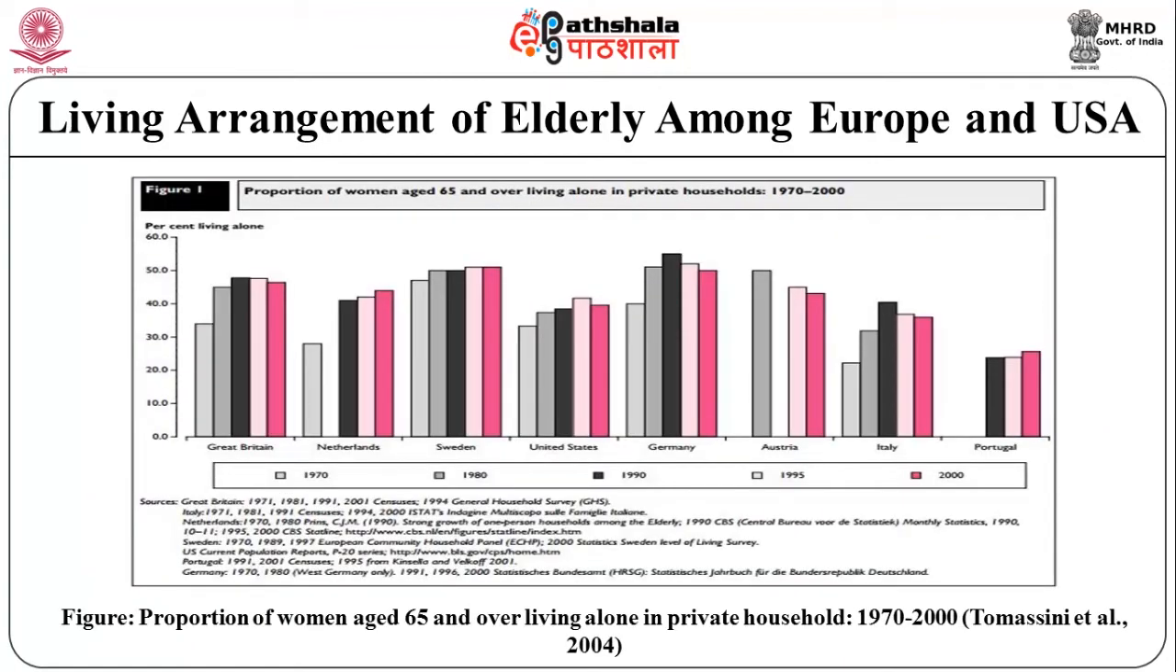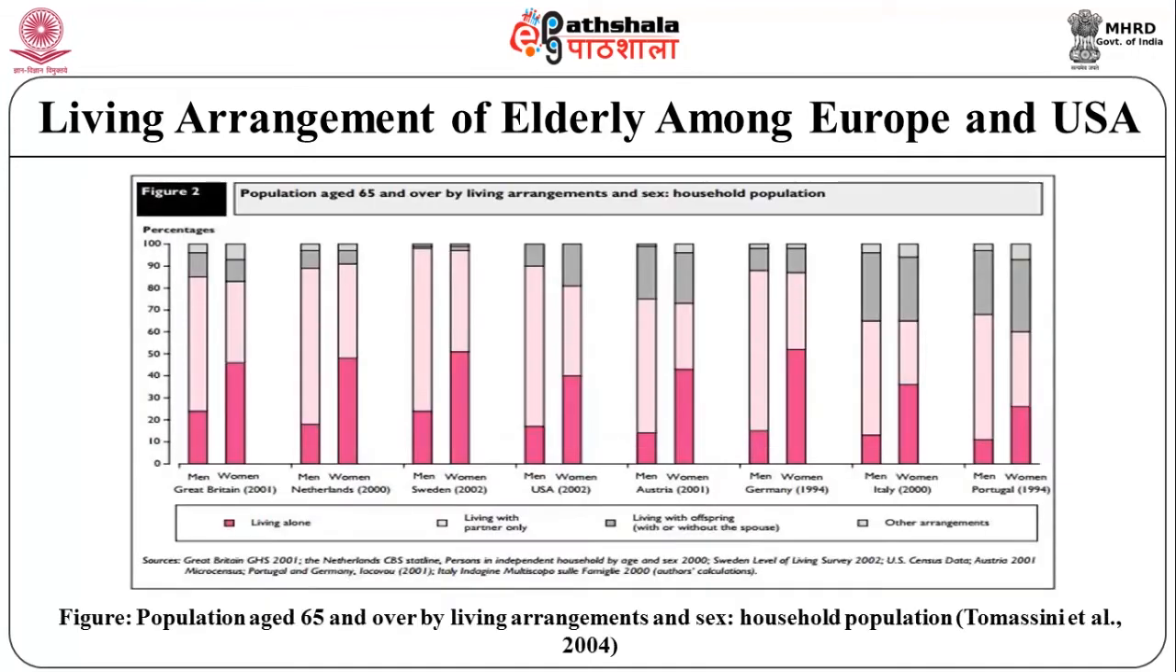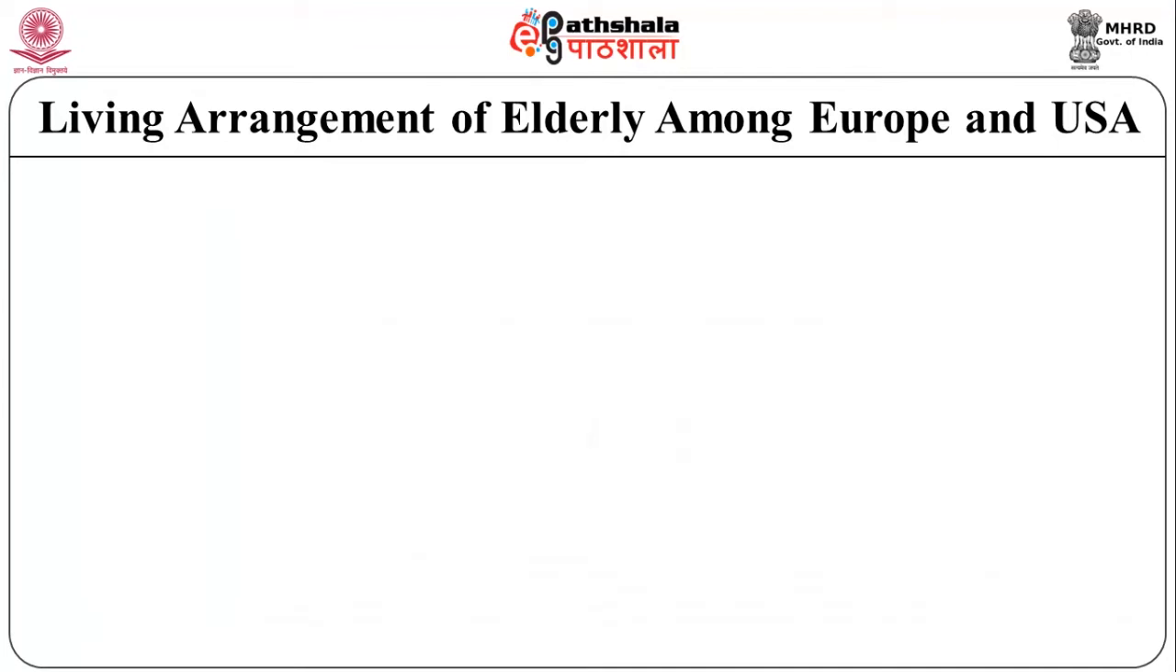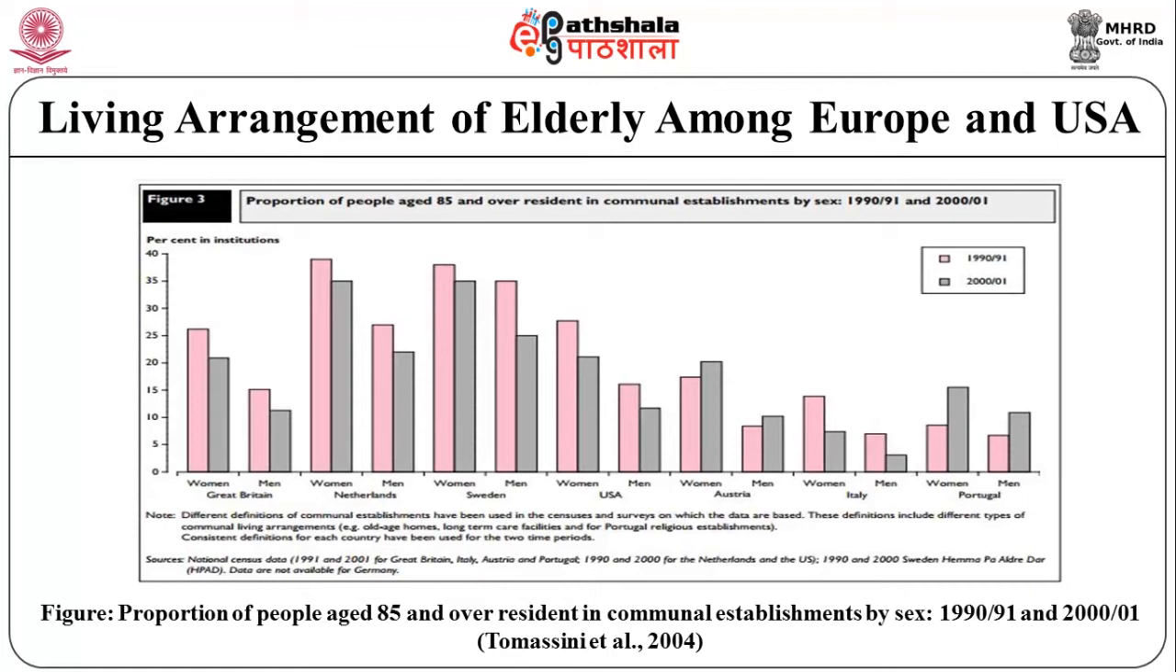The figure shows the proportion of women aged 65 and over living alone in private households during 1970s to 2000. Figure shows the sex-wise distribution of living arrangement of household populations in different parts of Europe and USA. Figure shows the sex-wise distribution of people aged 85 and over resident in communal establishments in the year 1990s or 91 and 2000 to 2001.